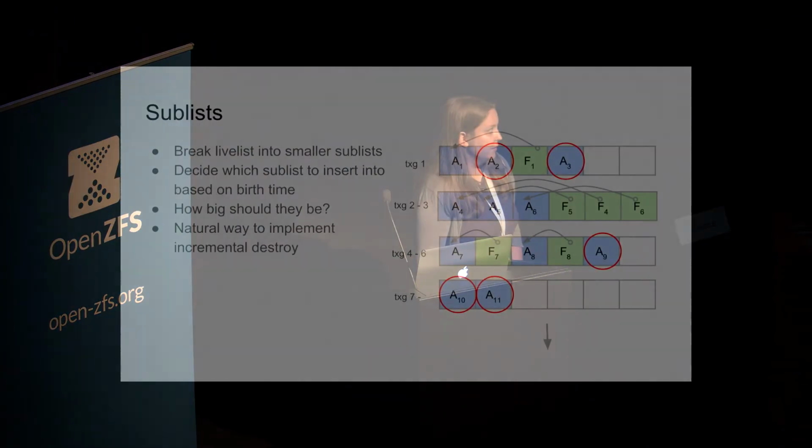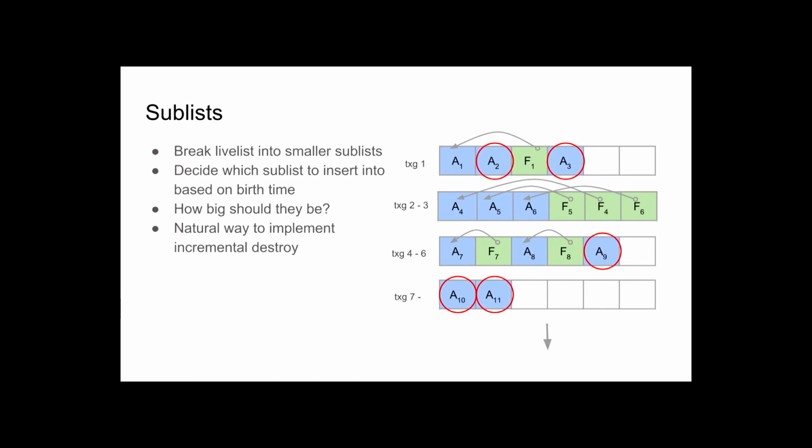So we solved that problem of arbitrarily large amounts of memory to read in when we delete. The other nice thing about this is this presents a handy interface for incrementally destroying something. If we can process these sublists independently, then we can destroy them between transactions, in different transaction groups.